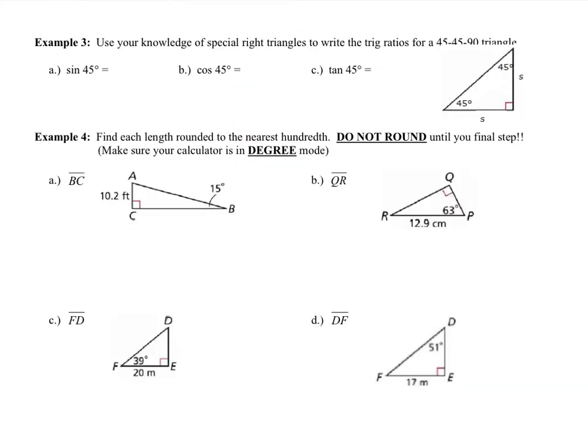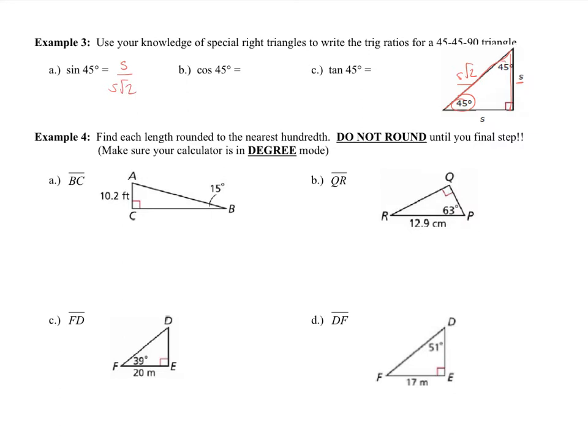Example 3, use your knowledge of special right triangles to write the trig ratios for a 45, 45, 90 triangle. So when we have sine 45, we need to first calculate the length of the hypotenuse, which is just s square root of 2. So we would take the opposite length, look at this angle, it would be s over s square root of 2.